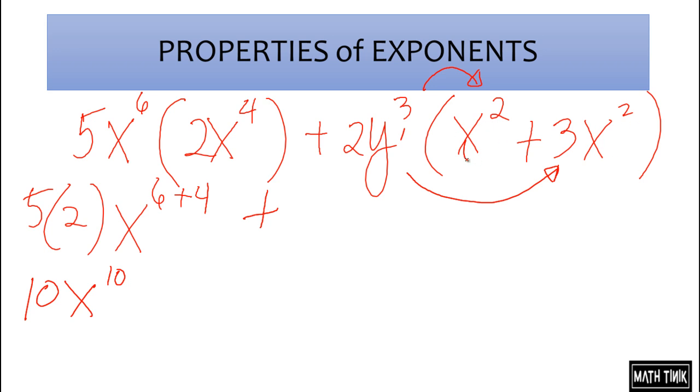Then, of course, you can add them. Kasi x squared, the other variable dito is x squared din. 3x squared lang nandito, ito, 1x squared. So, parang 1 flower plus 3 flower, and therefore, it will give us 4 flower.